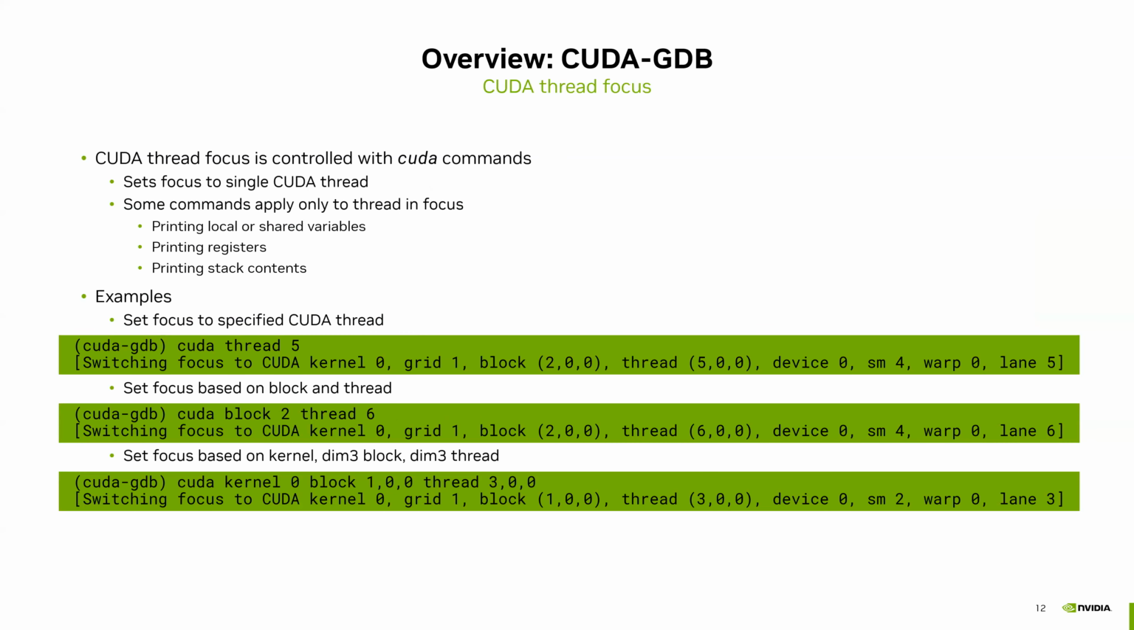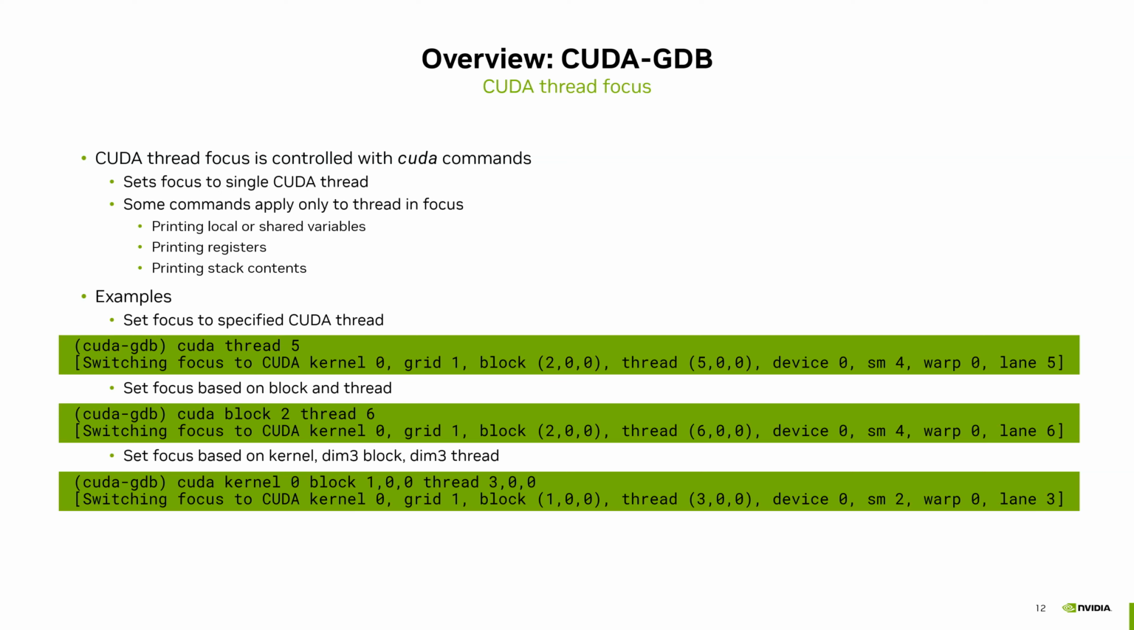So CUDA thread focus, so what CUDA thread you want to focus upon, is controlled with CUDA commands. If you want to find information about the CUDA activities, you use info cuda. If you want to control focus or figure out what your current focus is, you use CUDA commands. This will set focus to a single CUDA thread. So we're not setting focus to a set of threads, rather just a single CUDA thread.